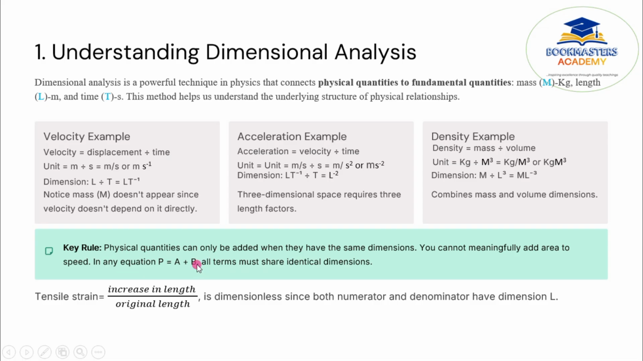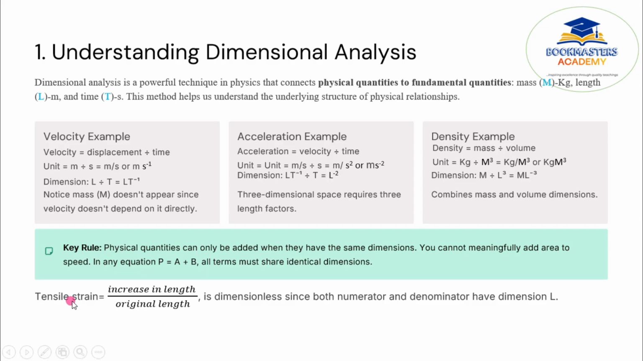So if they ask you in JAMB, is this equation dimensionally correct, all you just need to do is step it down to dimension. Just step it down to dimension, guys. Once you step it down to dimension and they all don't have the same dimension, that means that equation is 100% wrong.